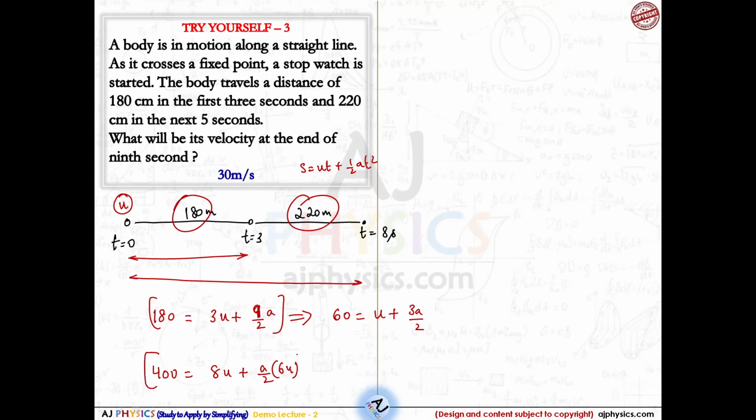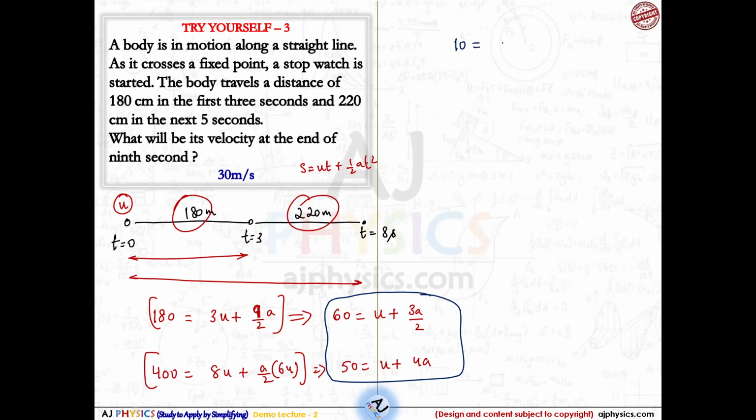Simplify this equation also. Divide this whole equation by 8. You will get 50 is equal to u plus 8a by 2, that is 4a. Okay. So now we have these two equations which will help us to find u and a. Let's subtract them.